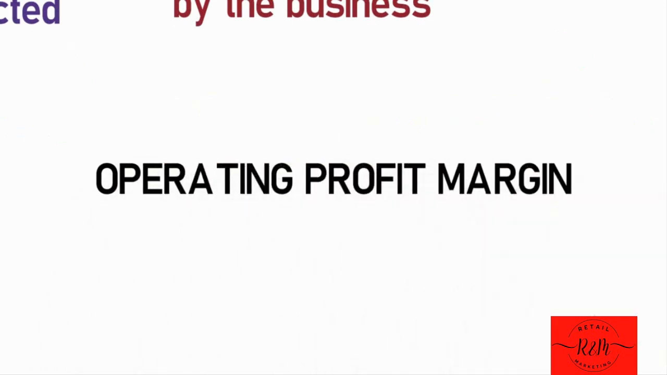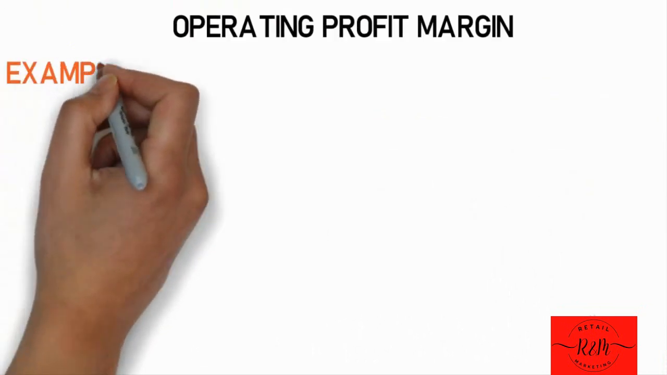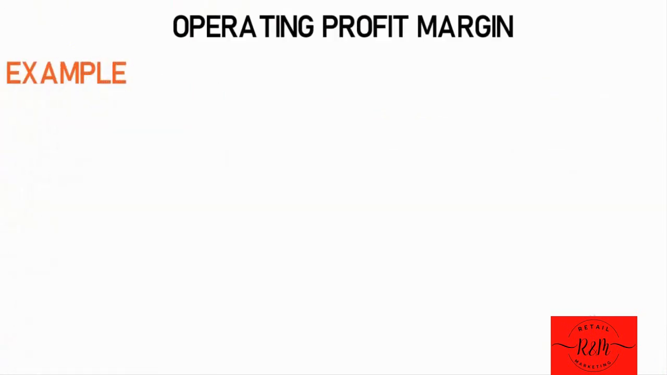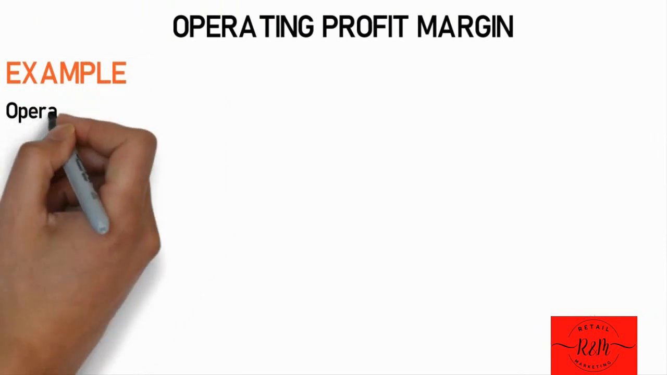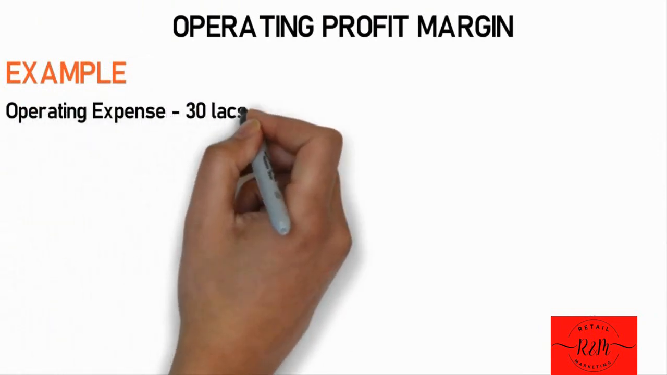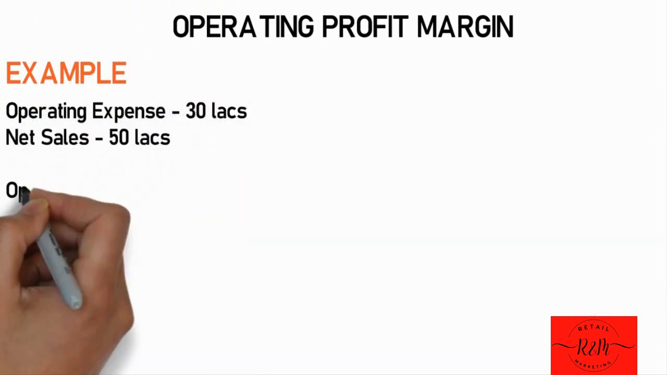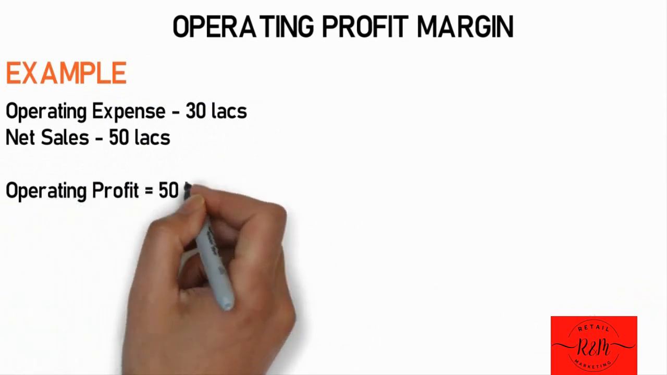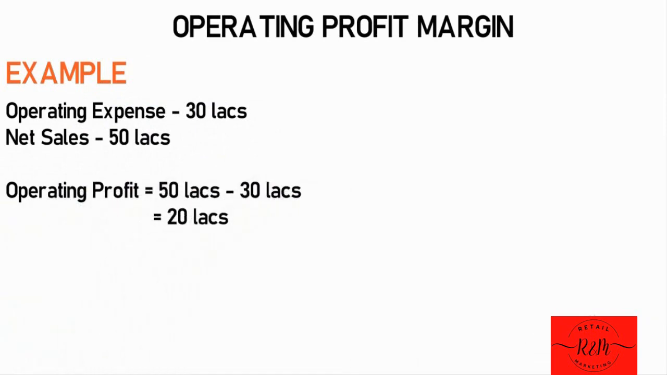So we can say that if the company is not doing business to recover the investment, then that business is undergoing loss. Consider that the company has a total operating expense of 30 lakhs and the company is making sales of 50 lakhs. Now the operating profit of the company will be net sales minus operating expenses, that is 50 lakhs minus 30 lakhs. So the operating profit is 20 lakhs.